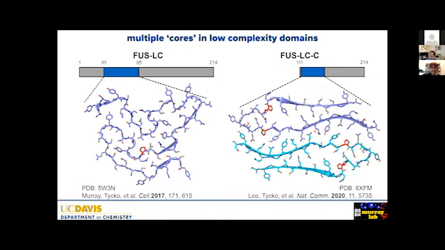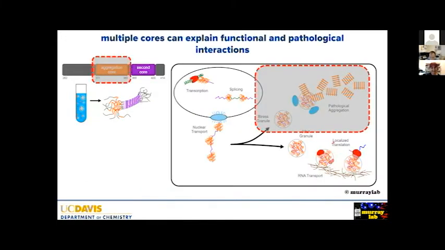The fact that there are competing fibril cores in low complexity sequences is not unheard of. If we return to the fused in sarcoma example, shown here on the left is the structure that we determined in Rob Tycko's group. But if you cut off the region that forms structures in the full-length low complexity domain, the C-terminal domain readily forms these beautiful looking protein fibrils shown here on the right.